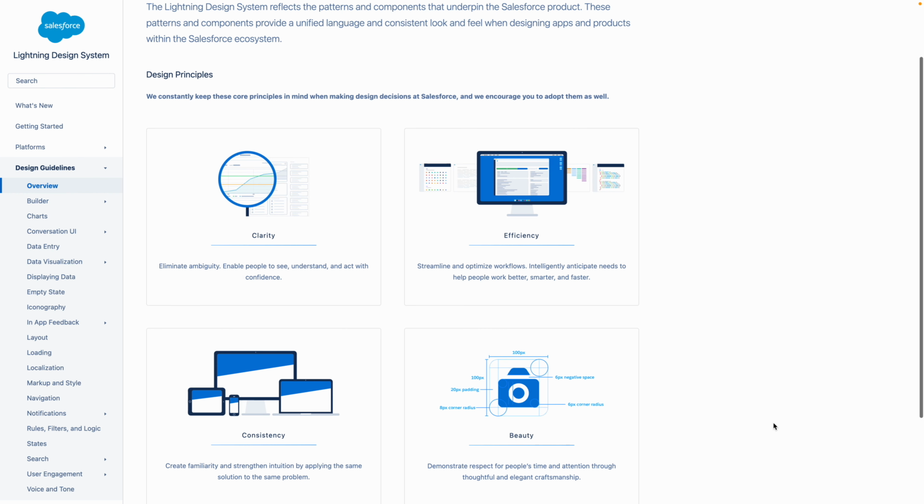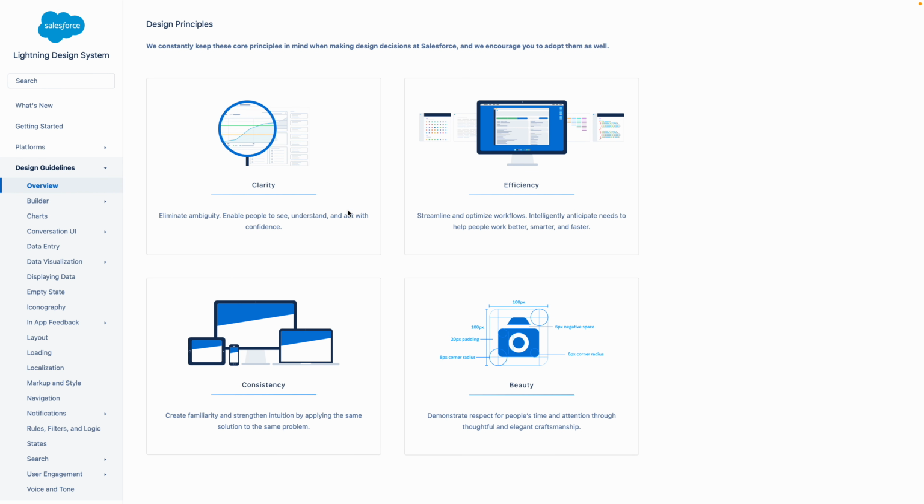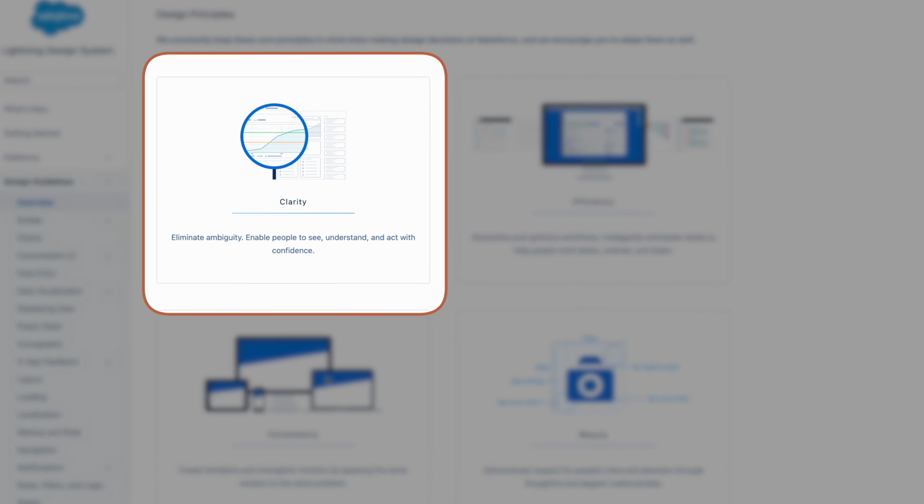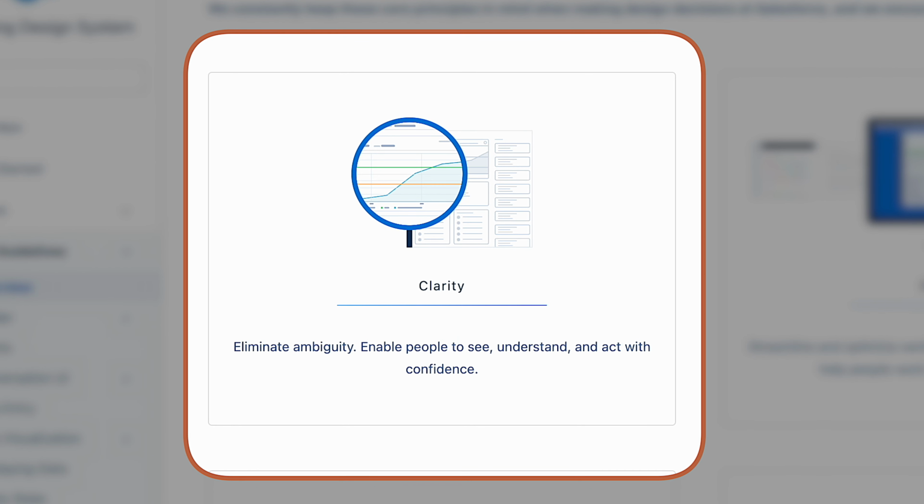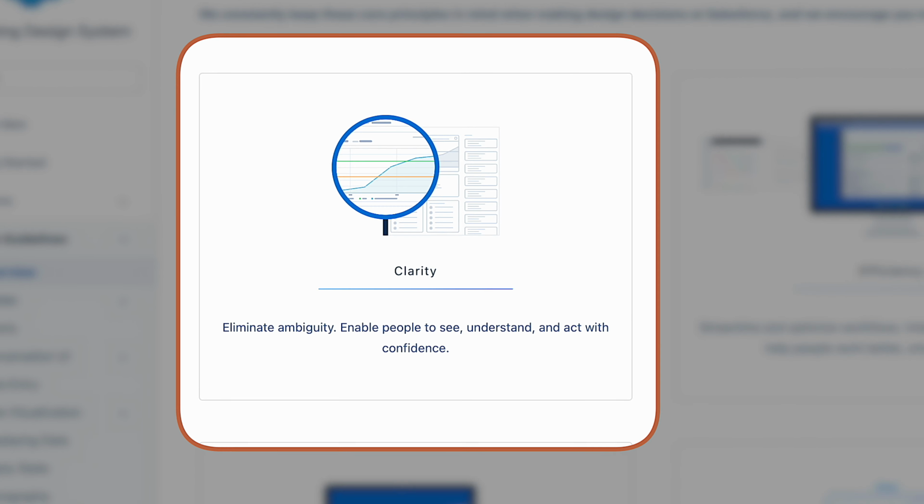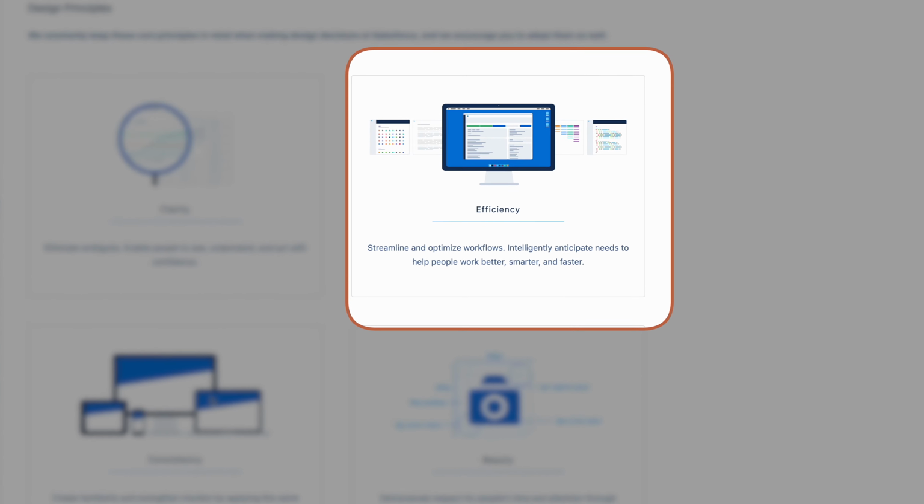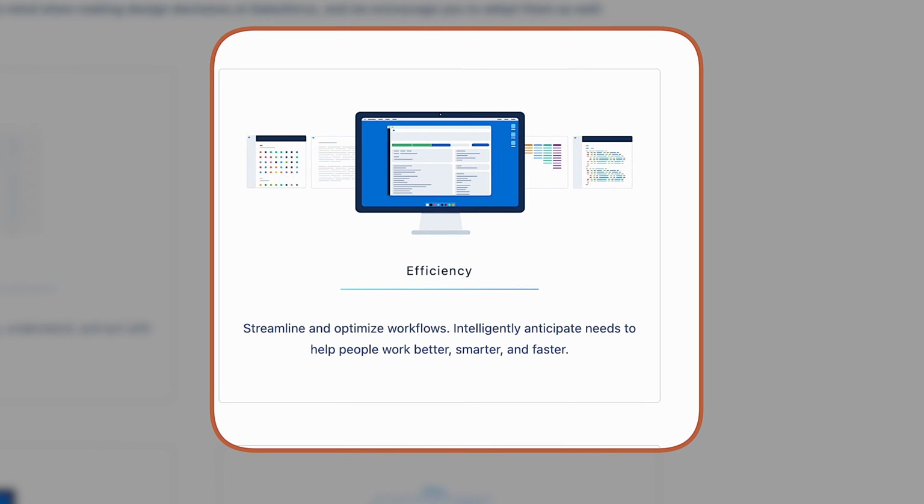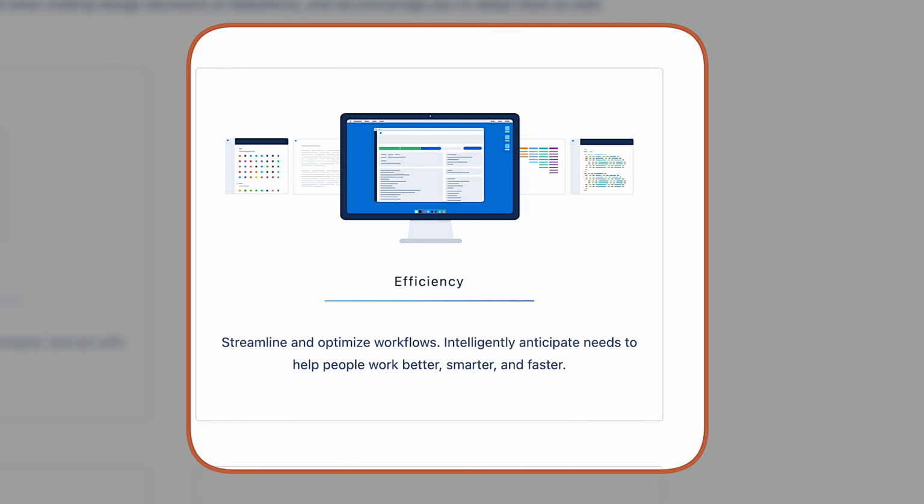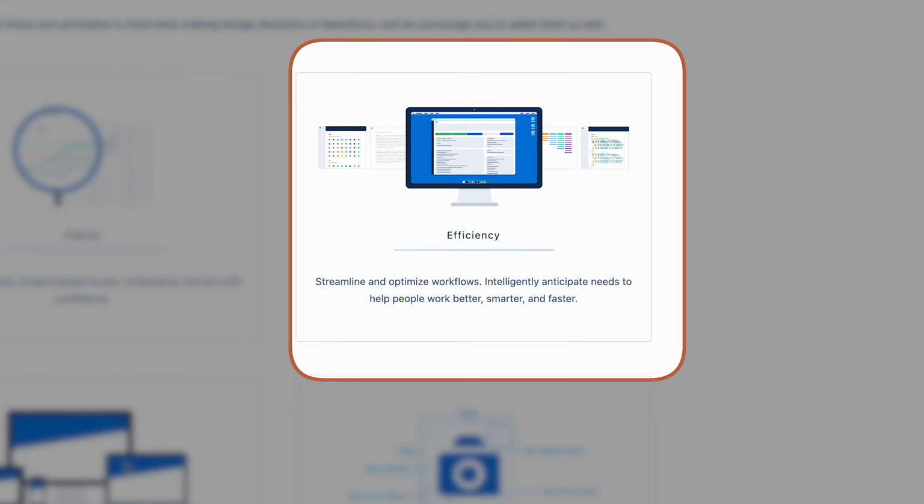So a good example is Salesforce. They've got 4 words that they summarize the pillars of their design system, and that is clarity, efficiency, consistency, and beauty. So on clarity, they have eliminate ambiguity, enable people to see, understand, and act with confidence. For efficiency, it says streamline and optimize workflows, intelligently anticipate needs to help people work better, smarter, and faster.